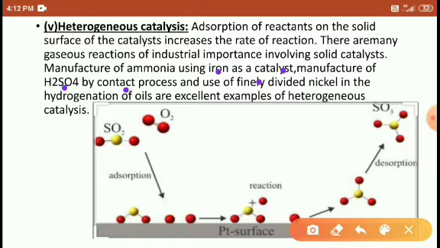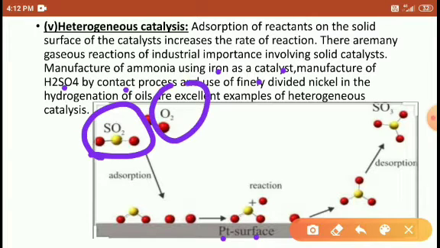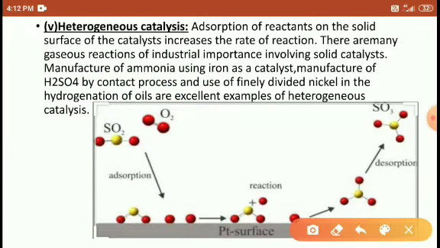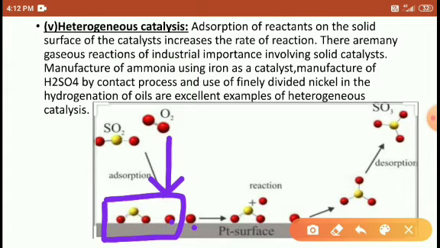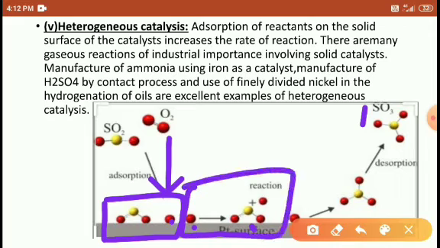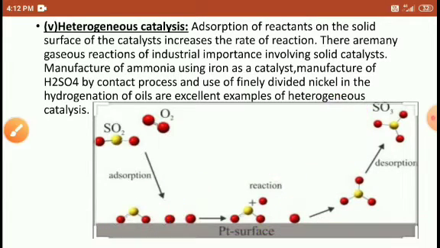So here one example given is the manufacture of ammonia by iron catalyst, and the sulfuric acid H2SO4 in the contact process. In the contact process example, on the platinum surface, sulfur dioxide and oxygen both occupy the surface. The oxygen molecules dissociate to form oxygen atoms, which separate, and then form one mole of sulfur trioxide. Again another sulfur dioxide reacts to form 2 moles of sulfur trioxide. Right students?